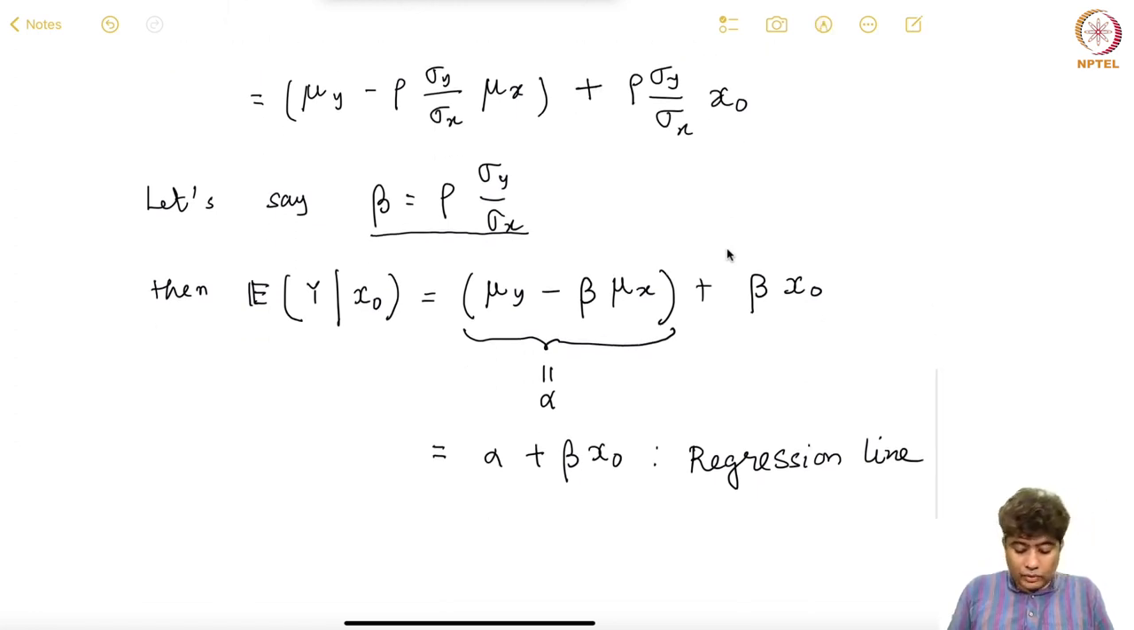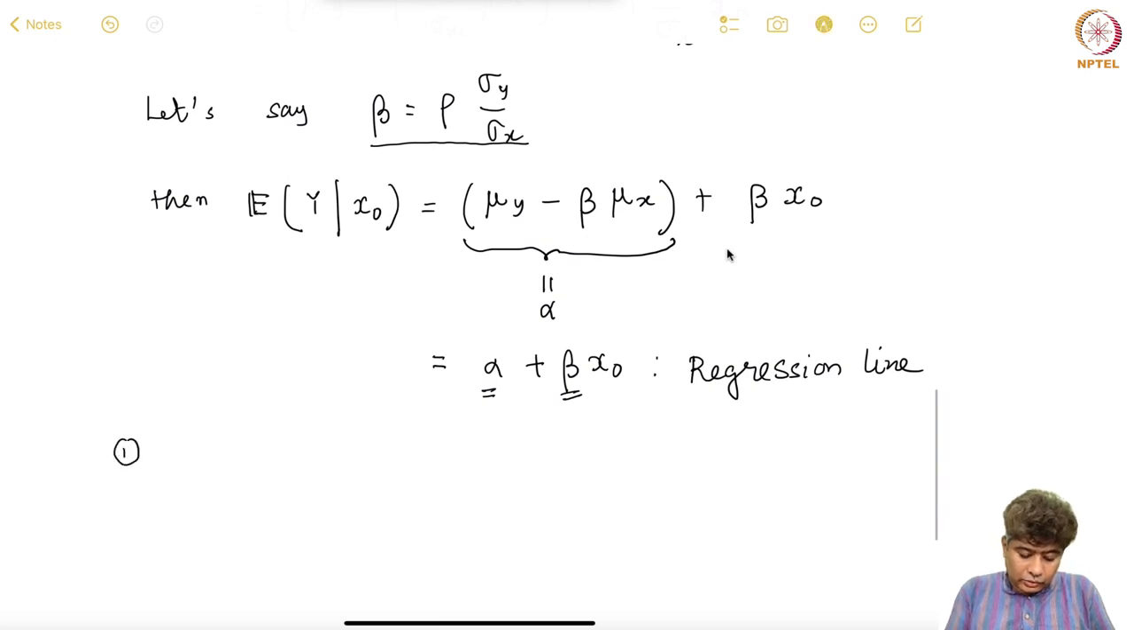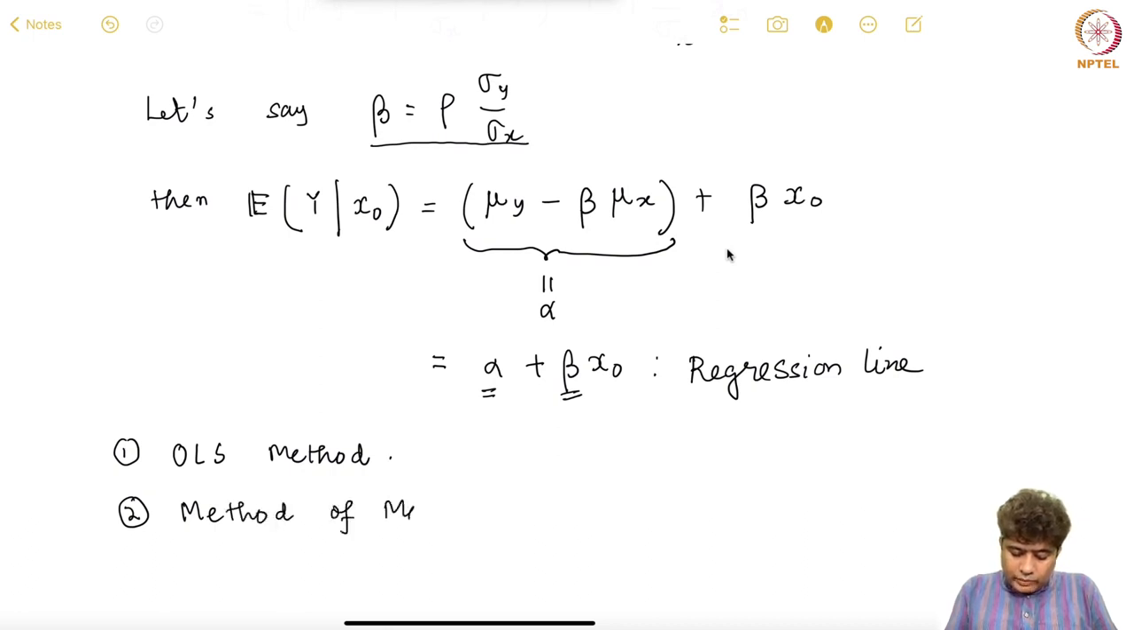Now one question is, how can I fit alpha and beta? Obviously you can fit alpha and beta using the OLS method. So one method is the ordinary least square method that you can always use. We can also have some plug-in estimator, a method of moments type plug-in estimator.